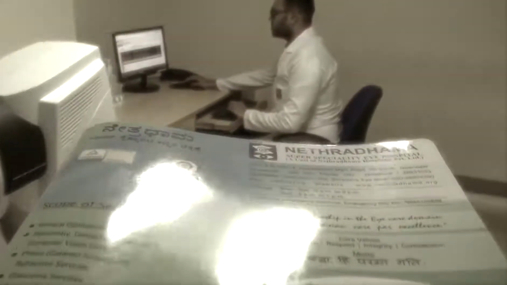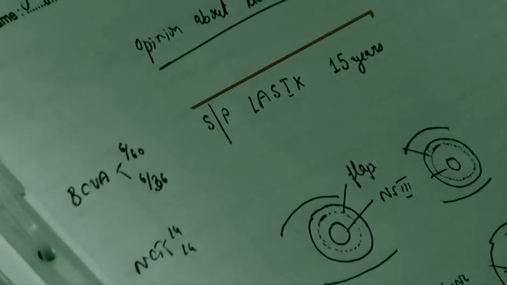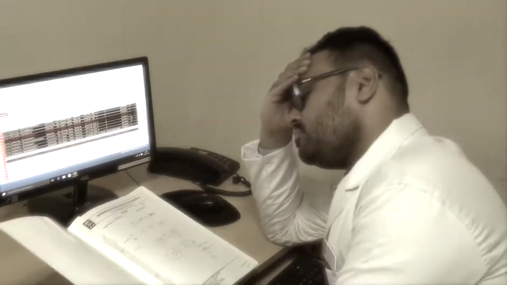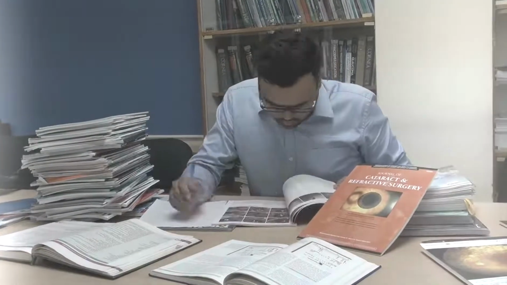The first day of my fellowship is one that I will never forget. I received a file of a 45-year-old cataract patient for IOL power calculation, but this patient had undergone LASIK 15 years ago. As this was the first time that I would be calculating IOL power in a post-LASIK patient, I decided to look up some recent literature on this.